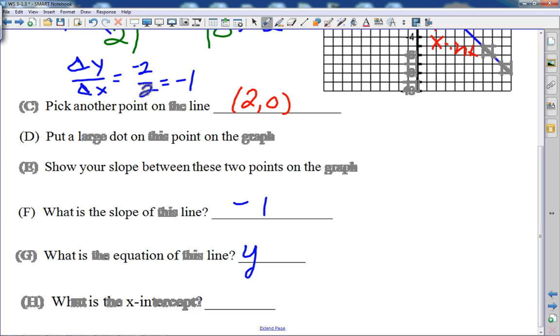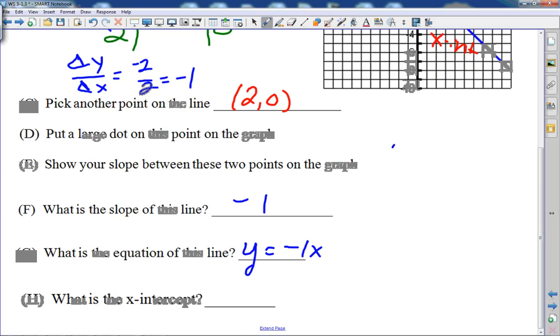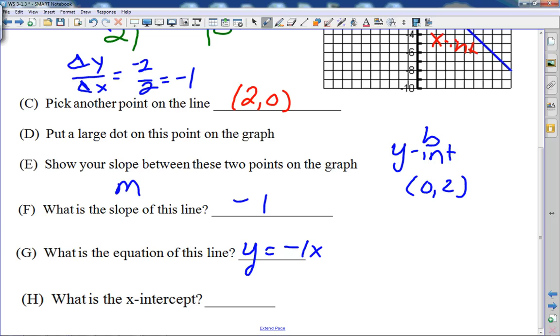My equation would be y equals, let's see, negative 1x. Oh, what's my y-intercept? Plus 2. Let's see, y-intercept is 0, 2. Remember, that's my b. Slope is m, so I'm going to put plus 2. Now, I already said that my x-intercept, we already found that to be 2, 0. Well, how else could I write this equation? I could write it as y equals negative x plus 2.